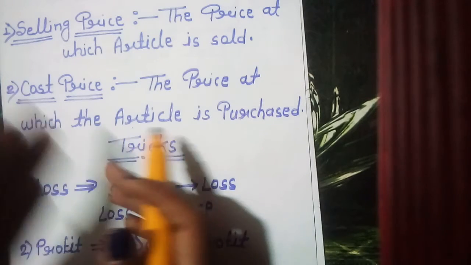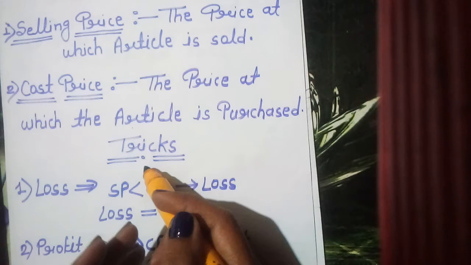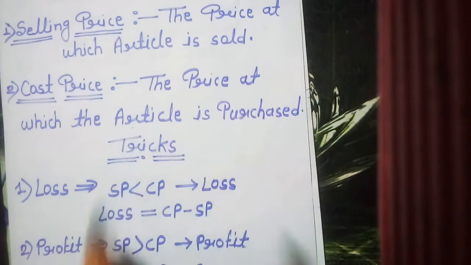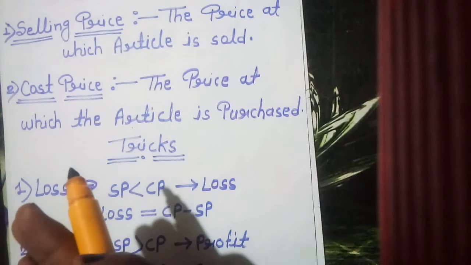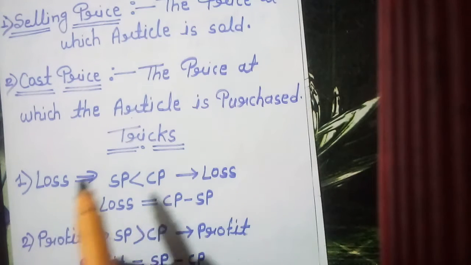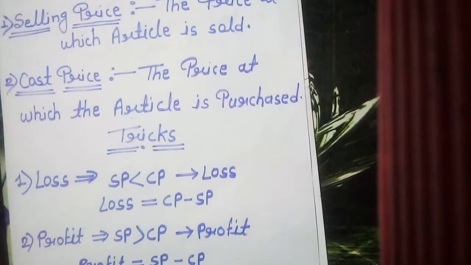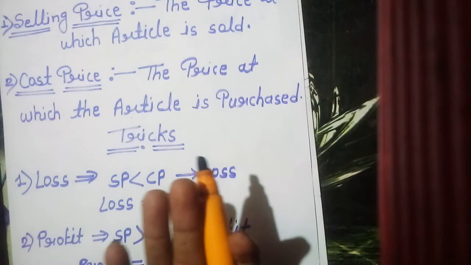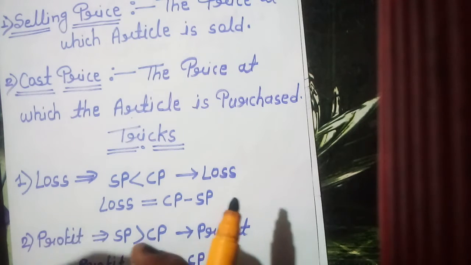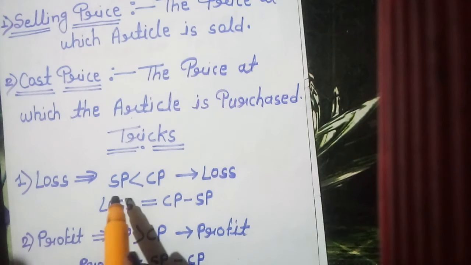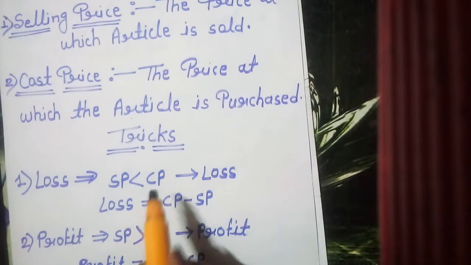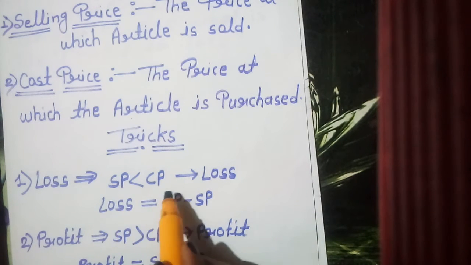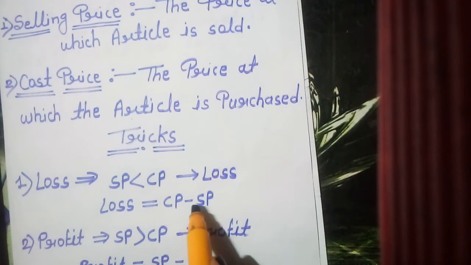Now this one is the trick. We have a trick that keeps the answer quickly in your mind. First is the loss. What is loss and when is it called a loss? When SP is less than CP, meaning CP is greater than SP, it is called a loss. Loss is CP minus SP.